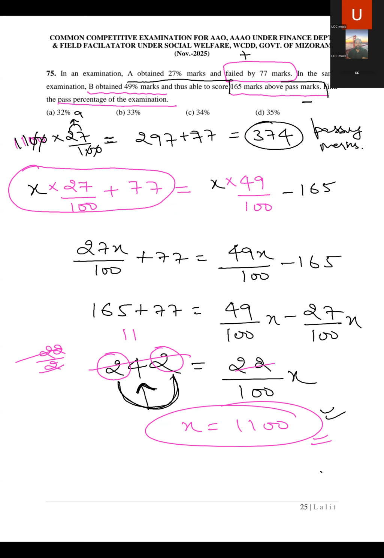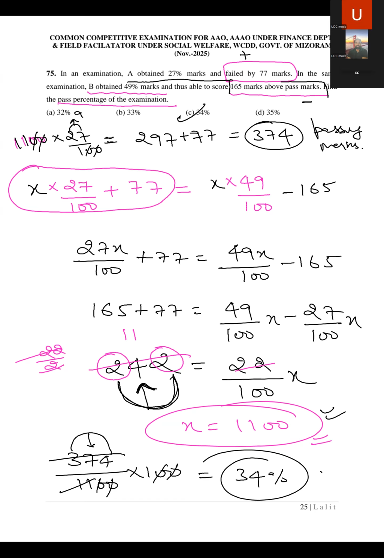So 374 divided by 1100 multiply by 100. So how much? Again, see this. 3 plus 4 is how much? 7. So just write the end numbers 3 and 4, 34, 34%. So 34%, that is C will be the answer for this. All right. So this is a simple solution.